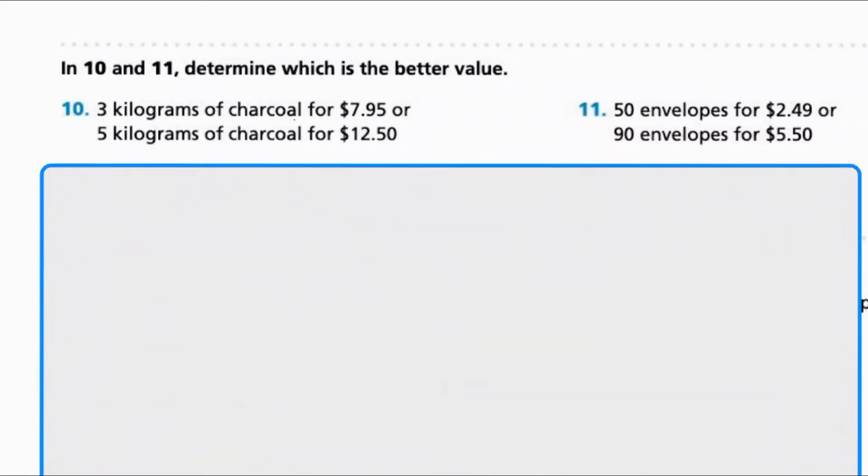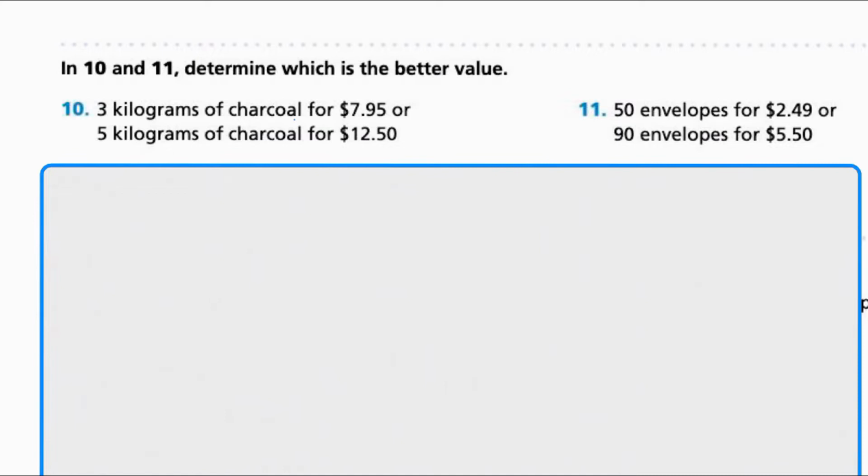Hey guys, this is a video to help compare ratios using unit rates. I am going to do a couple problems for you here. In these first two problems that we're going to look at, we are going to determine which is the better value. And when we're talking about a better value, we're looking for which one is more inexpensive, which one's cheaper.